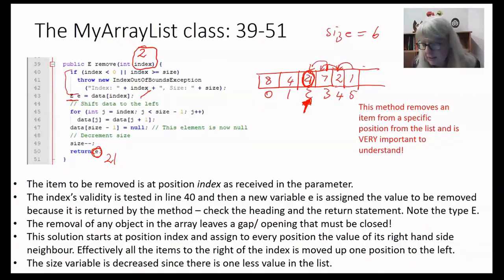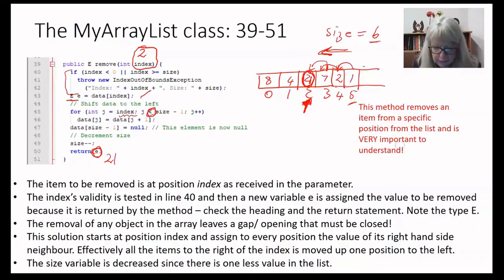Now we shift the data to the left. Shift to the left means that side, because we want to close the gap. So from where do we start? We start at position index. Where do we stop? Very important, smaller than, not smaller than or equal, smaller than size minus 1, because the last position is already size minus 1. If size is 6, our last position is 5, because our array starts at 0. So smaller than size minus 1 will stop at the right place.